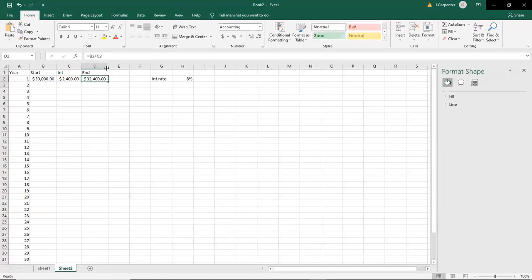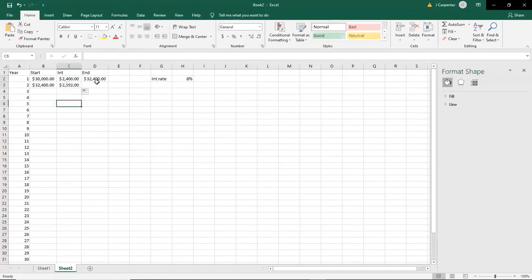Right, that's pretty sweet. The first year we got 2,400 bucks for free, and that means that overall we now have 32,400. I cannot just highlight and fill at this point. We have to link the start of year 2 to the end of year 1. Really easy to do. We've talked about it many times now. Now we can drag the interest formula down, look for any weirdness.